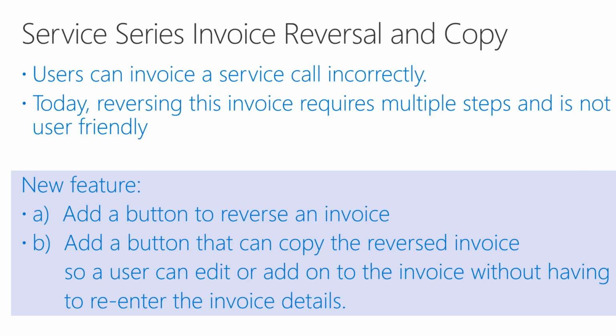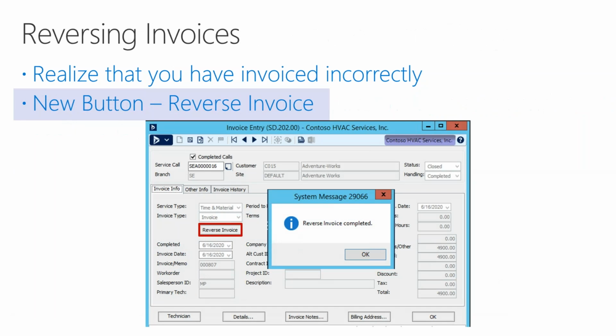So there's a button to do that. And then once I reverse it, give me a button to copy the original items over and let me make edits and changes so I don't have to start from scratch. So that was the request. And so there are 2 new buttons. If this is a call that's been completed, and it's been invoiced, then the invoice journal button will be available to you. So you click the button and do the reversal.